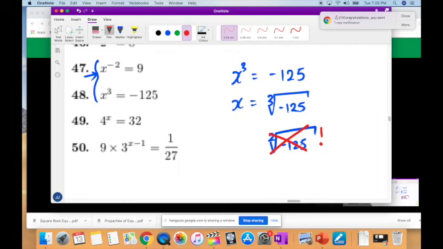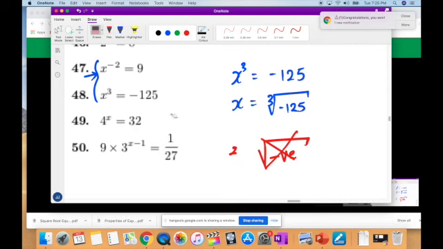And we'll talk about that just now. We will talk about why. But this one is good. But you cannot have the square root of a negative number. The square root of a negative number does not exist. And we will see why just now.